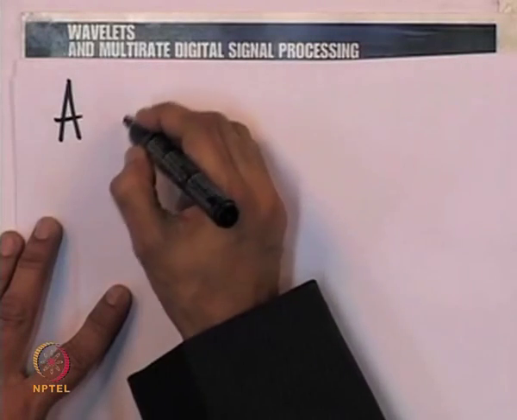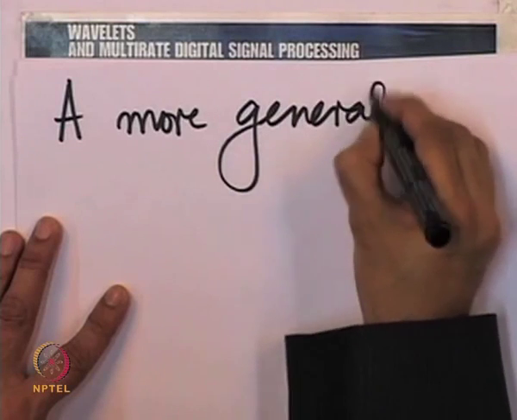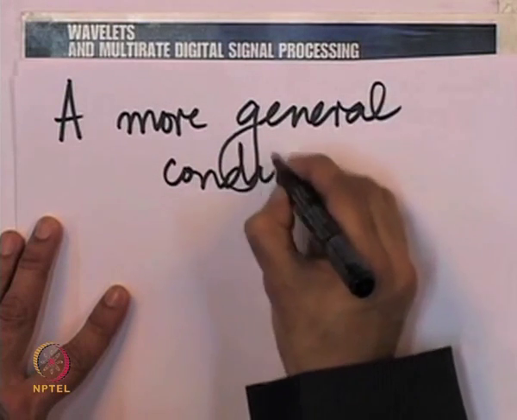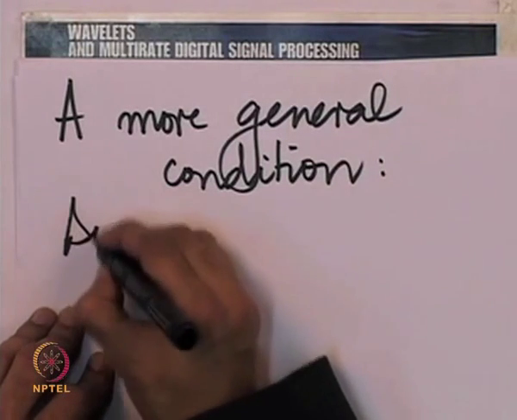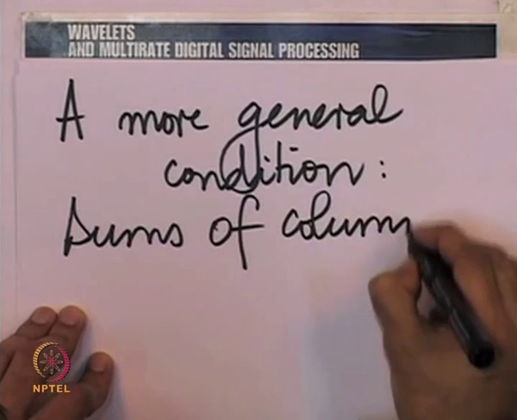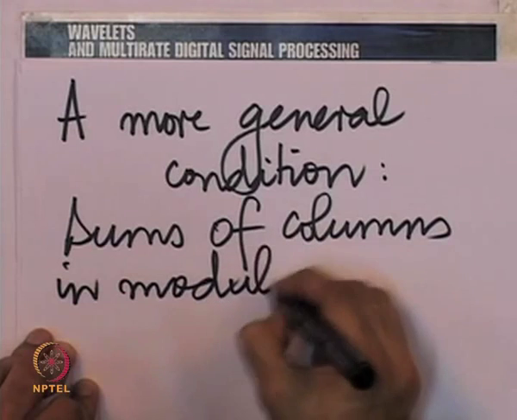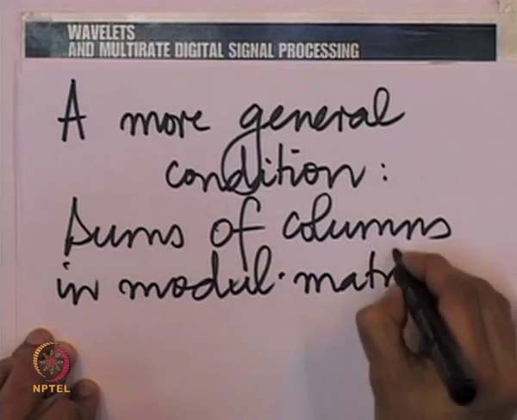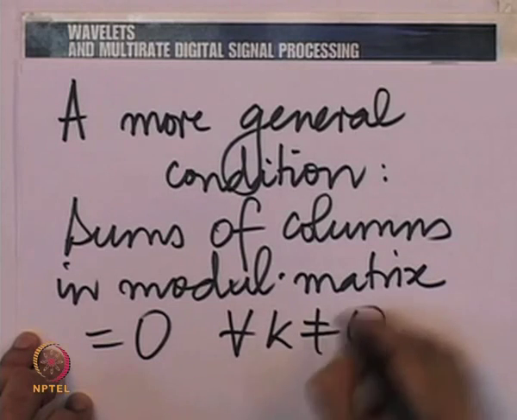So, a more general condition is sum of columns in the modulation matrix equal to 0 for all k not equal to 0.